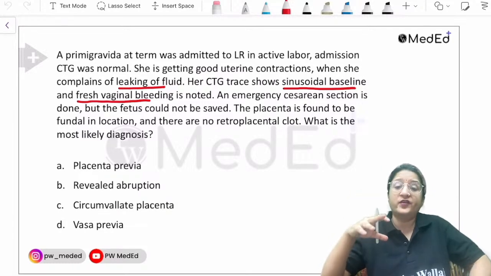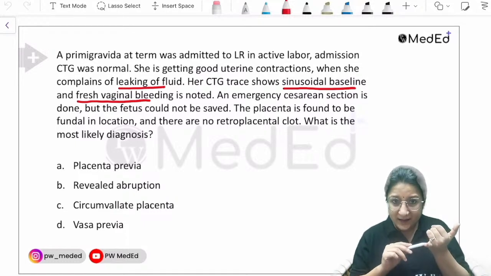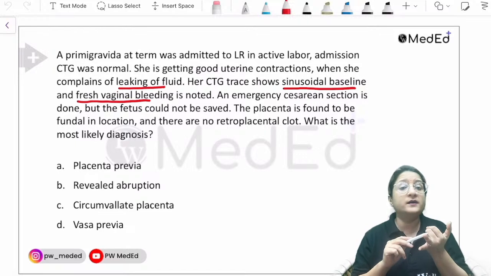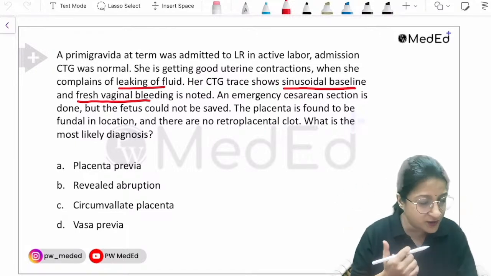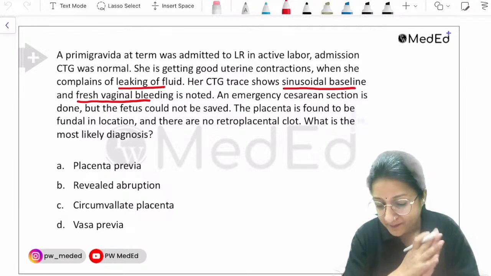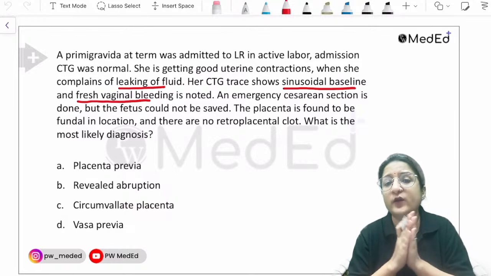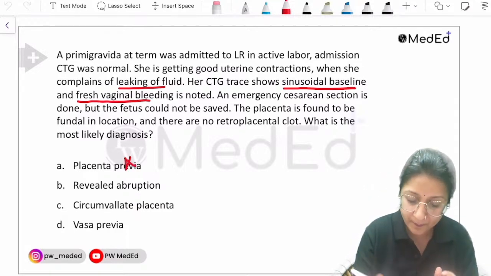Now, this question requires you to think about two aspects. One is the fact that the woman had bleeding. The second fact that you need to focus on is the sinusoidal baseline, and you have to connect the two. So what's your answer now? Yes, the placenta is found to be fundal in location, so obviously it's not a placenta previa.